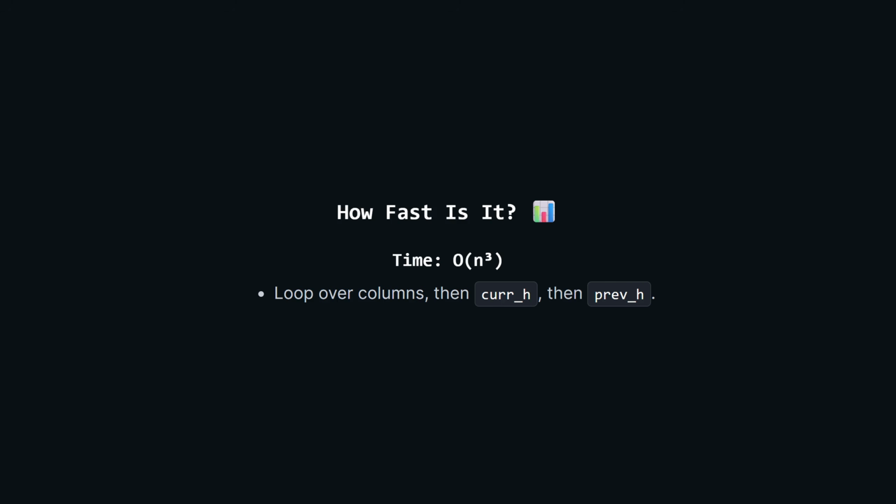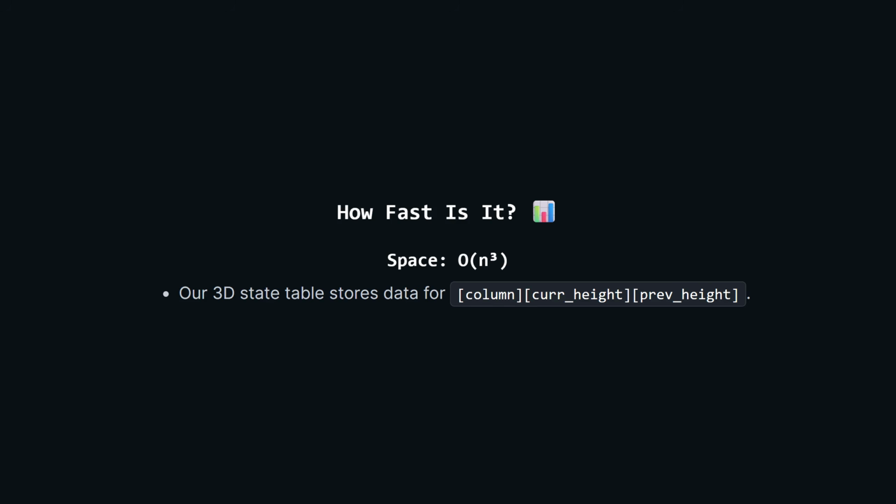Let's talk about complexity. The time complexity is order n cubed. This is because we have to iterate through every column, and for each column we iterate through all possible current heights and all possible previous heights. The space complexity is also order n cubed, because our tracking table needs a dimension for the columns, a dimension for the current height, and a dimension for the previous height.